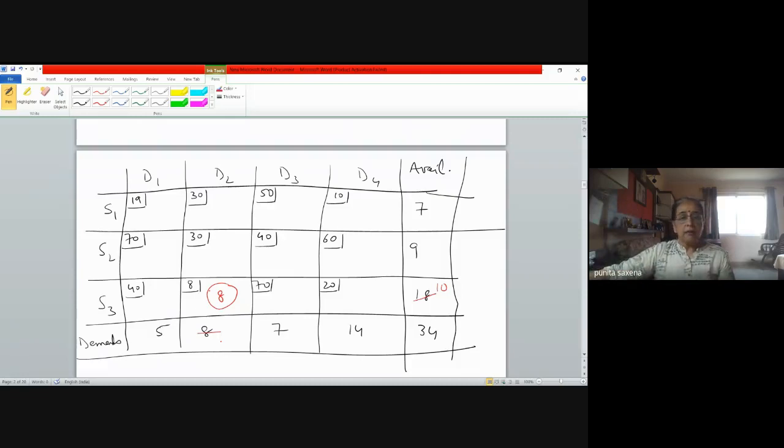In this case, since I have allocated 8 here, I have exhausted the demand of the second destination. That means I need not consider my second column at all in my further analysis. So I have eliminated that column; in a way, I have struck off that column from my table. Is that okay? Now, come to the next allocation. We have to make the next allocation.